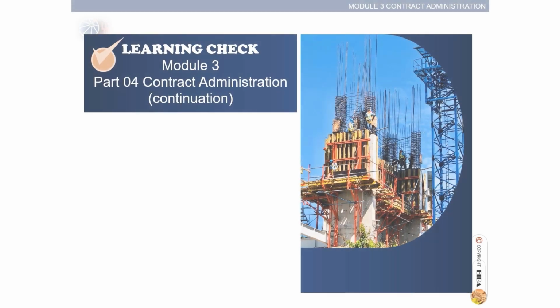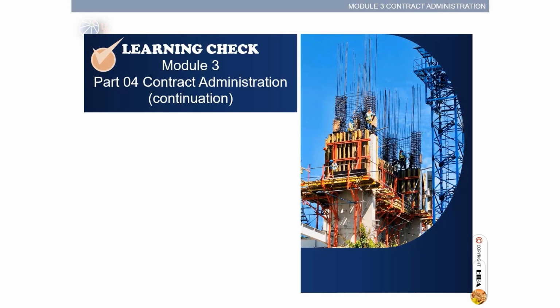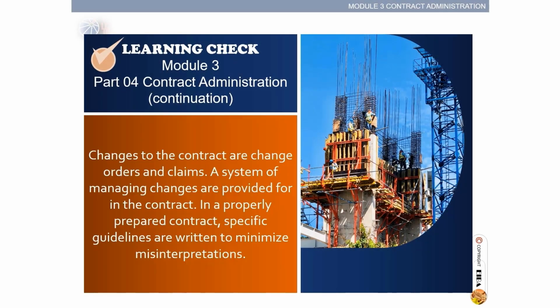Learning check of Module 3, Part 4, Contract Administration, Continuation. Changes to the contract are change orders and claims. A system of managing changes is provided for in the contract. In a properly prepared contract, specific guidelines are written to minimize misinterpretations.